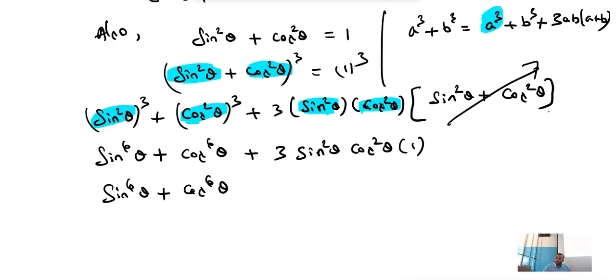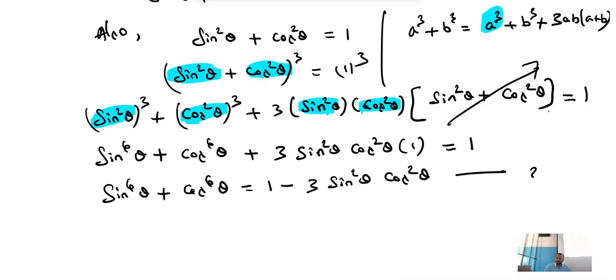Here is equals to is also there, no? Is equals to 1 cube is 1. Correct, no? Yes or no? Now sin power 6 theta plus cos power 6 theta is equals to 1, plus come this side. It becomes 1 minus 3 sin square theta into cos square theta. Let me say this is equation 2. So we got the value of sin power 6 theta plus cos power 6 theta also.